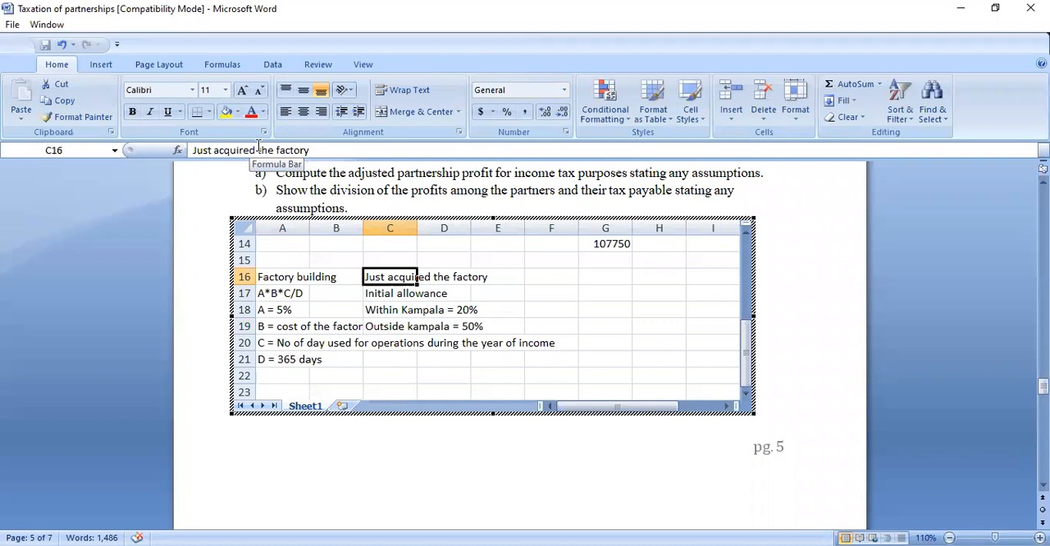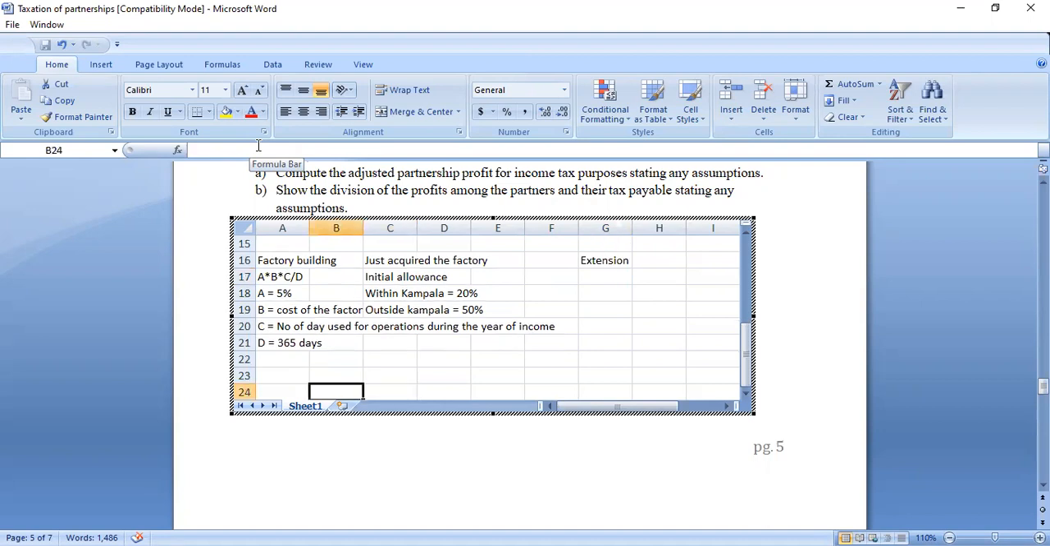Okay, then there's when you have an extension. For an extension, if it has happened within the year, nothing changes. It's the same. You treat it as if it is a normal or it's a new factory. You have just acquired a new factory. So you will treat it this way. You have initial allowance within Kampala 20, outside Kampala 50. Okay, I hope we are on this. I'm just going to give a scenario with a few figures, but this is the case. Try to understand the actual thing, and then when you see the question, to always come out.